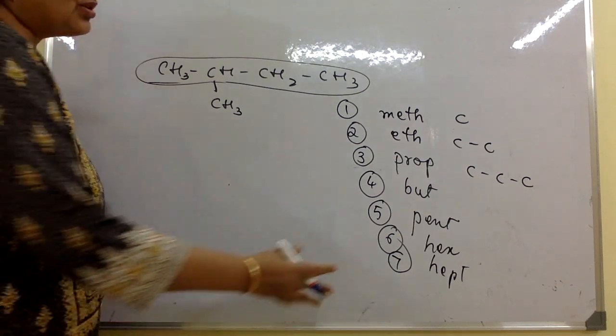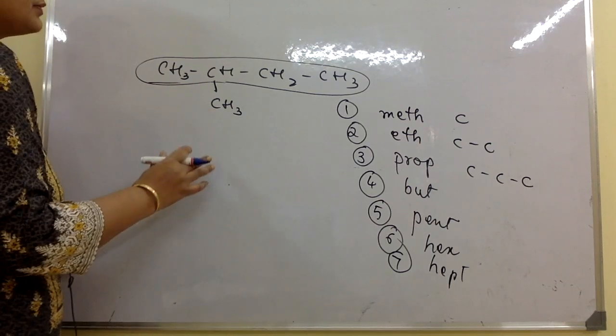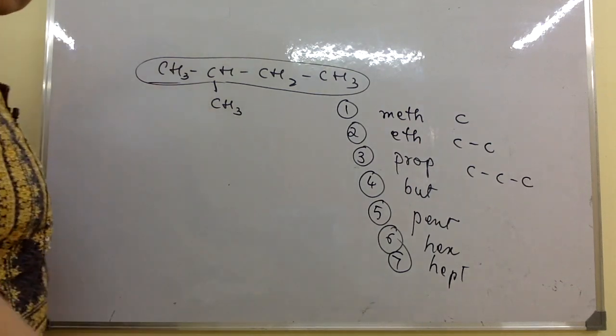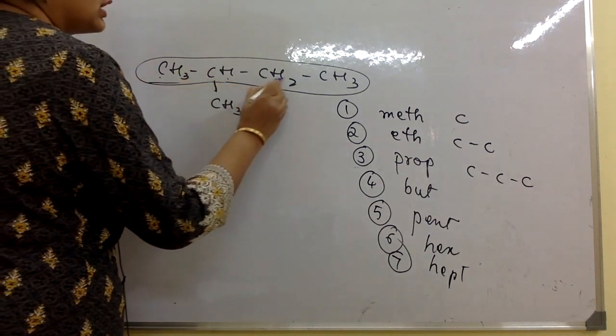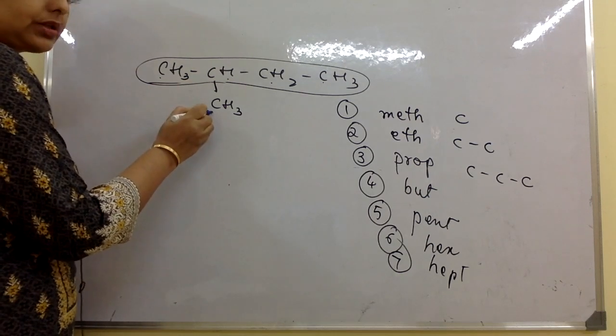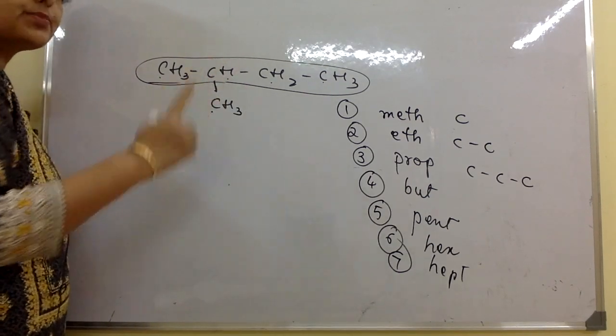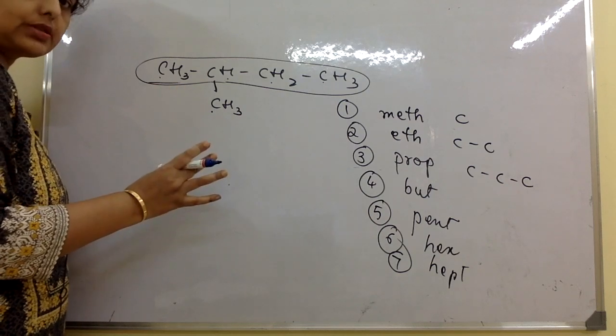So then you don't actually need anything beyond this. Now here in this one we have 1, 2, 3, 4. This is the main chain. This is the branch. It is also called the substituent.